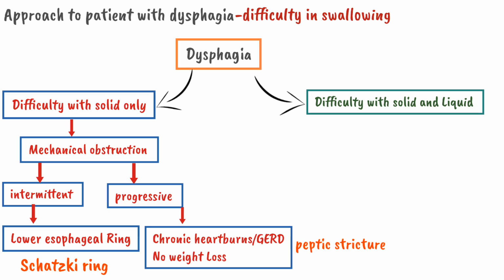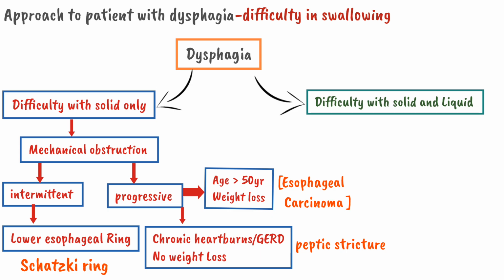stricture. And if there is a progressive dysphagia to solid and the patient's age is greater than 50 years and there is a history of weight loss, then we should think about esophageal carcinoma. So this is how we will evaluate the patient who is having dysphagia with solids only.